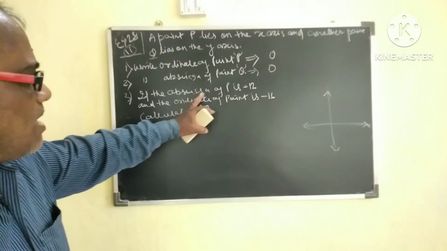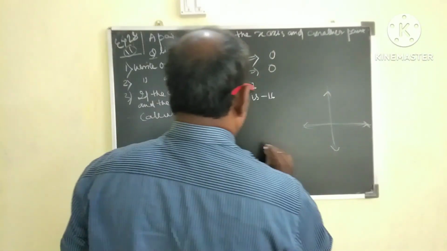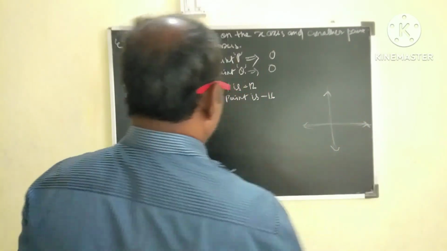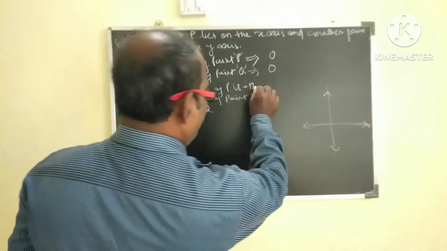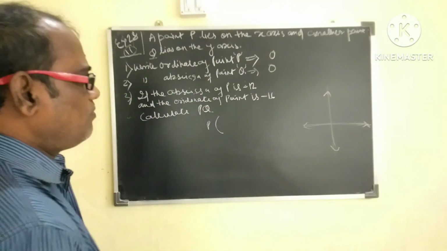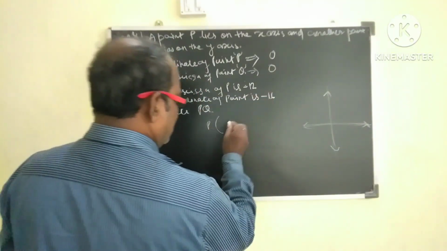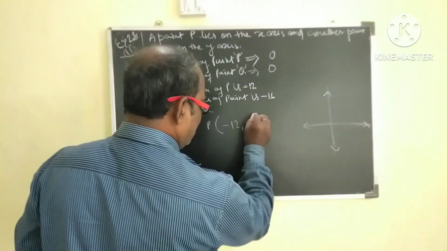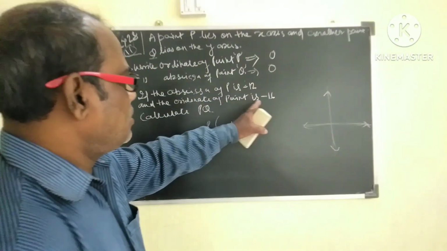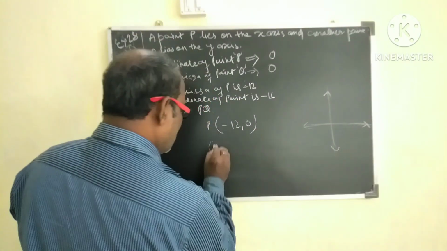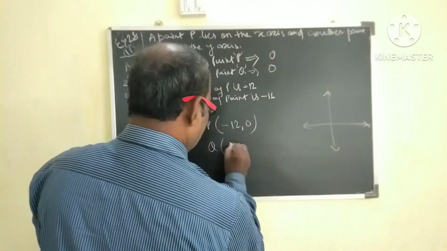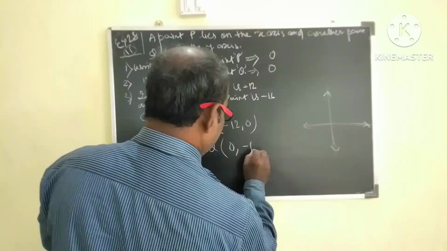Next, the abscissa of P. Where is P? P lies on the x-axis. The abscissa of point P is minus 12. That means the point P is minus 12 comma 0, and the ordinate of point Q is minus 60. So Q, which lies on the y-axis, is 0 comma minus 60.